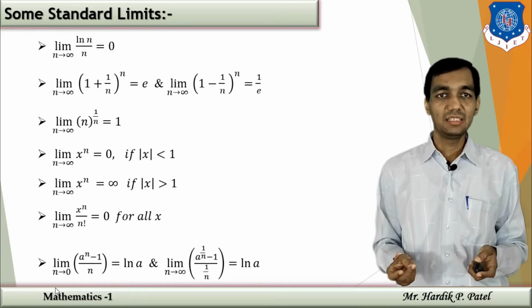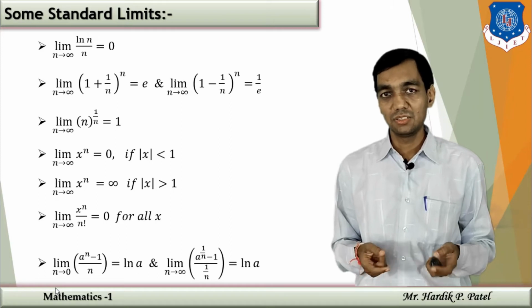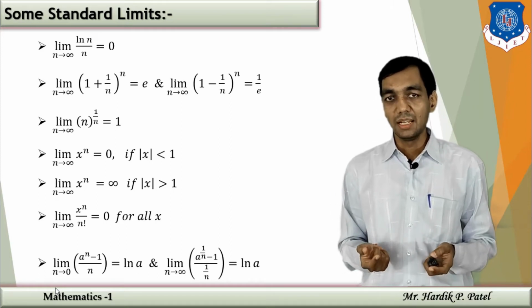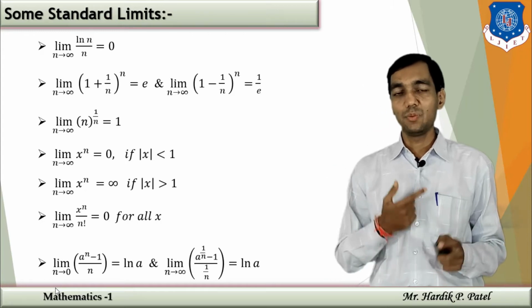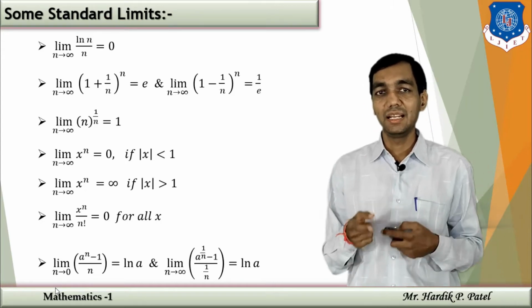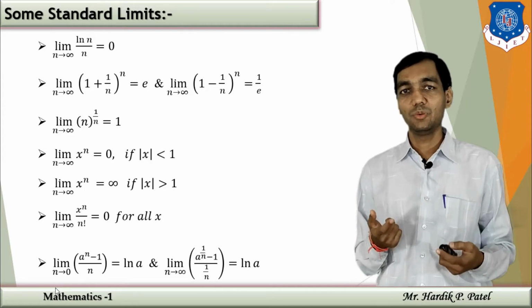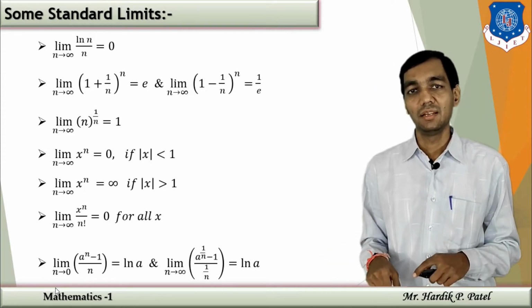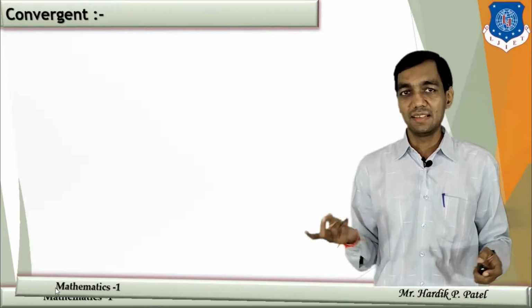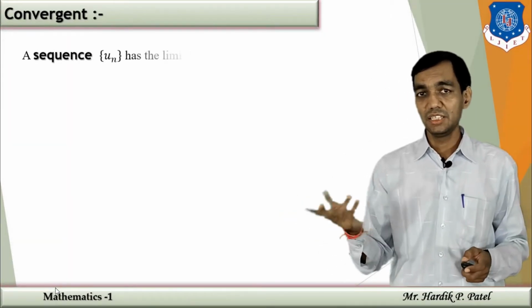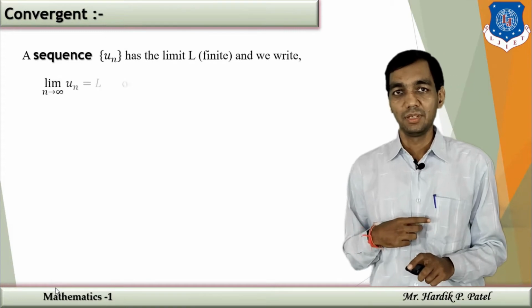And the last limit is the limit as n tends to infinity of (a raised to 1 upon n minus 1) upon 1 upon n, which has a value log a. Instead of n, if we are replacing it with 1 upon n, then the limit as n tends to infinity of (a raised to 1 upon n minus 1) upon 1 by n has the limit log a. So both have the same limit, only we are changing the values of n.